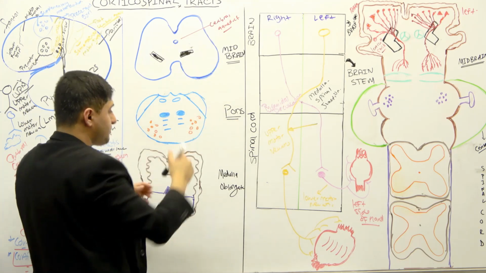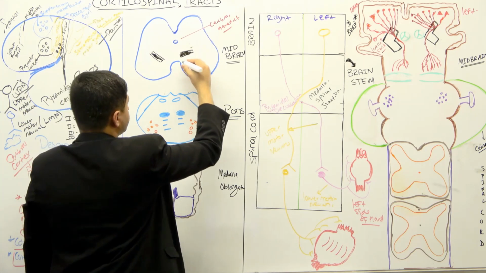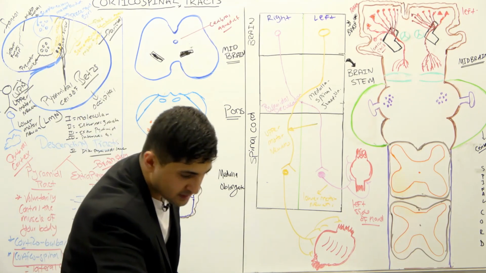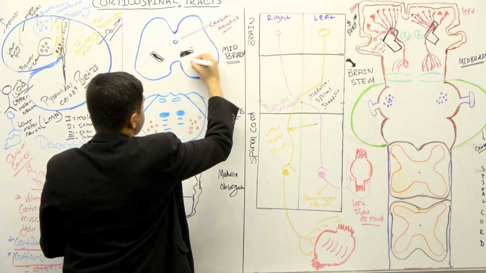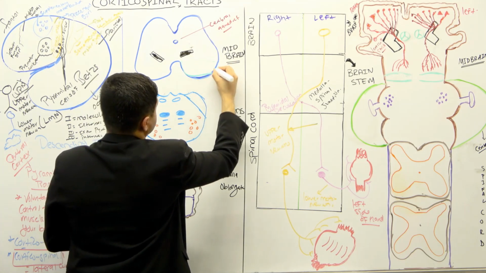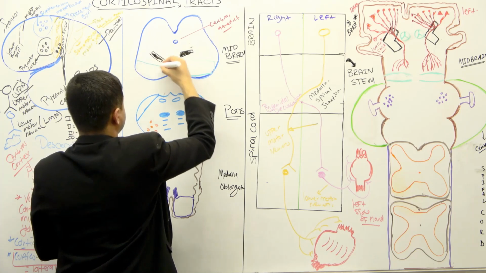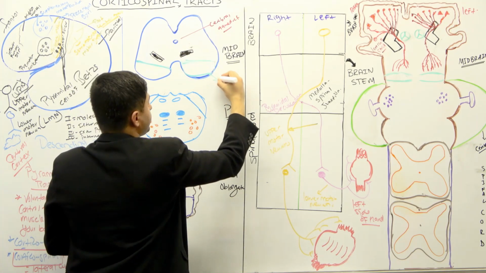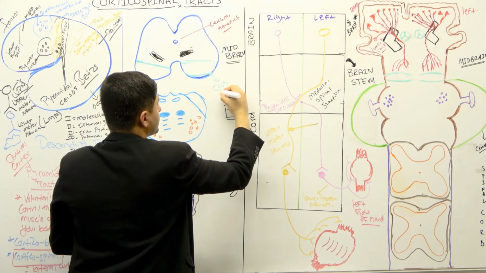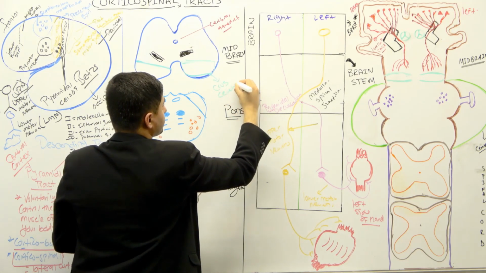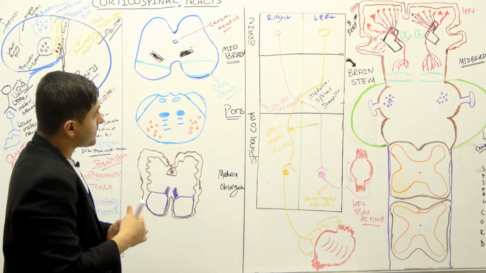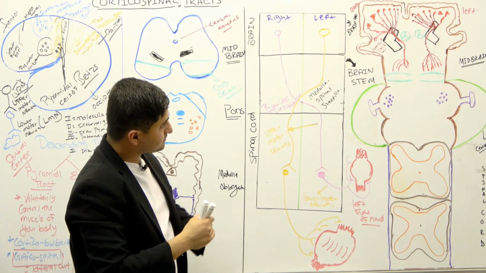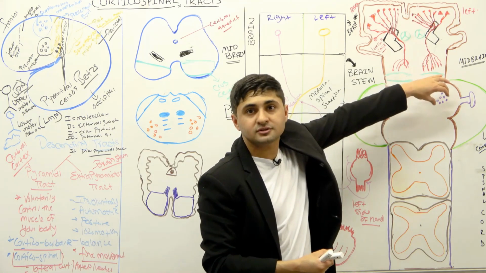Because this is the base part, what do they have? They have this structure right here. Let me use a different color. This structure right here. This structure is called, very, very important, crus cerebri. Because when the fibers are coming down here, they are going to pass through the crus cerebri.